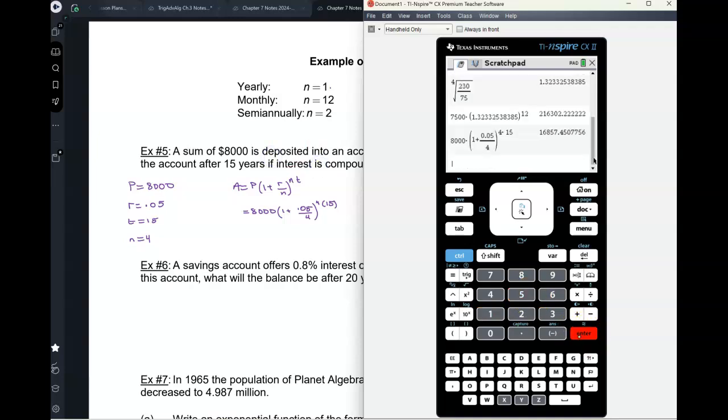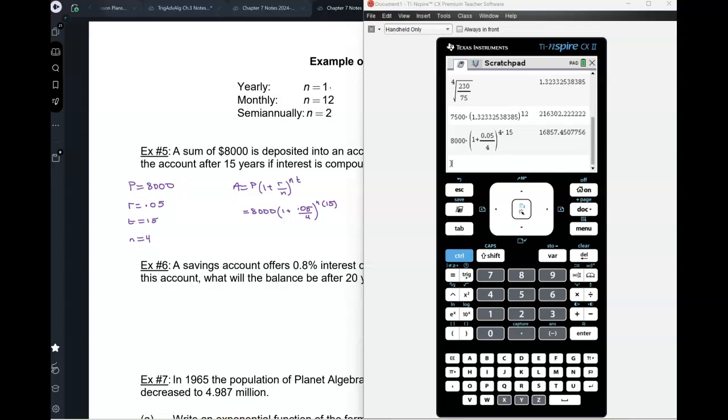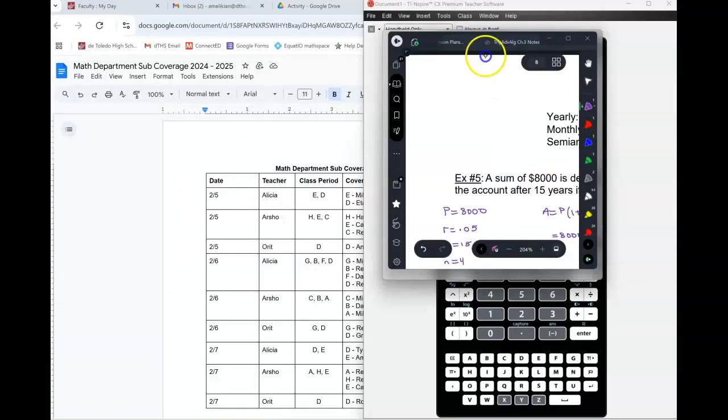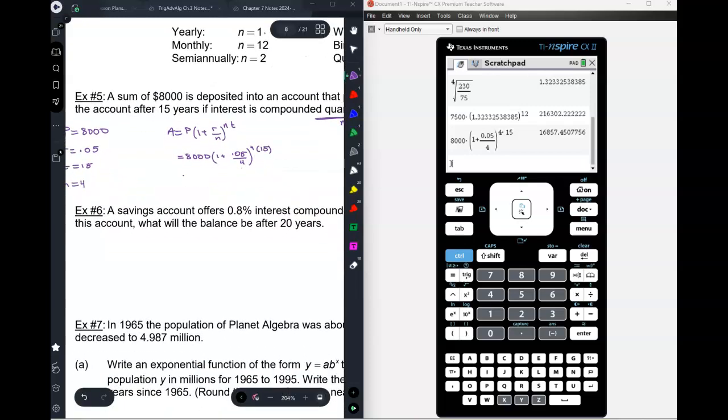Enter. Before you even look at the amount, look to see if your expression here is identical to the expression that you meant. Right, so it looks like we are getting so much money here. So at the end of 15 years, we are going to have $16,857.45.